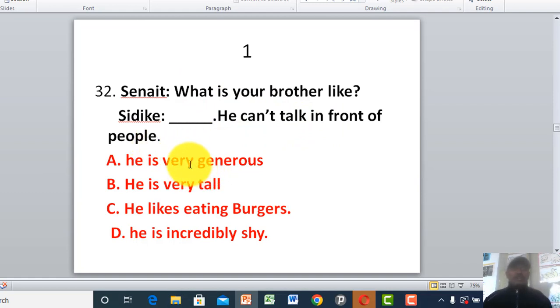He is very generous. Generous means kind, no. He is very tall. He likes eating burgers. No. He is incredibly shy. He can talk in front of people.